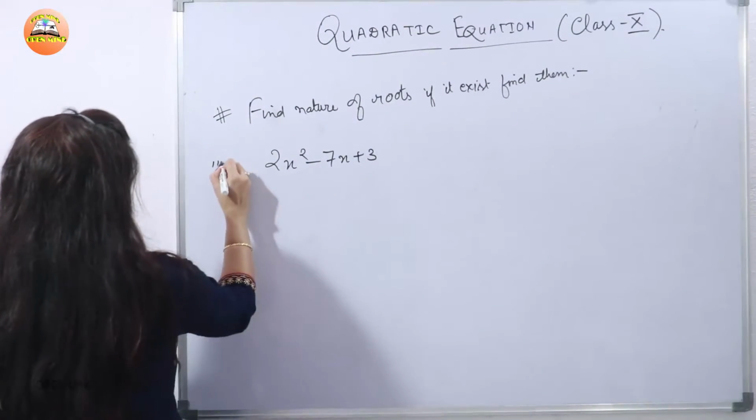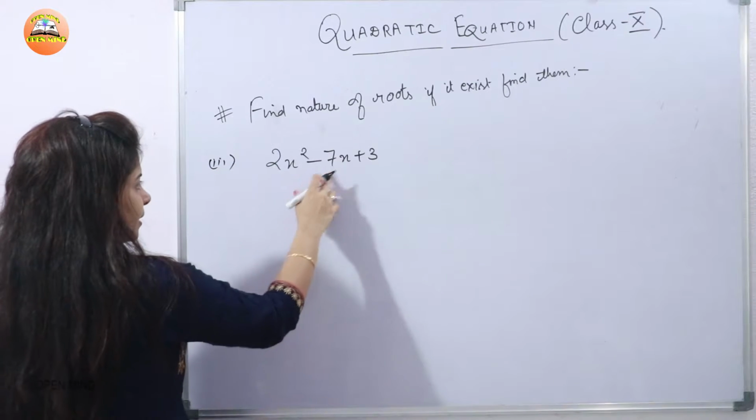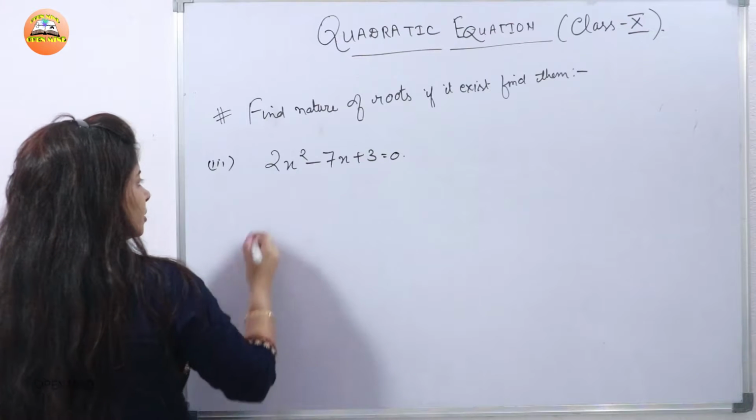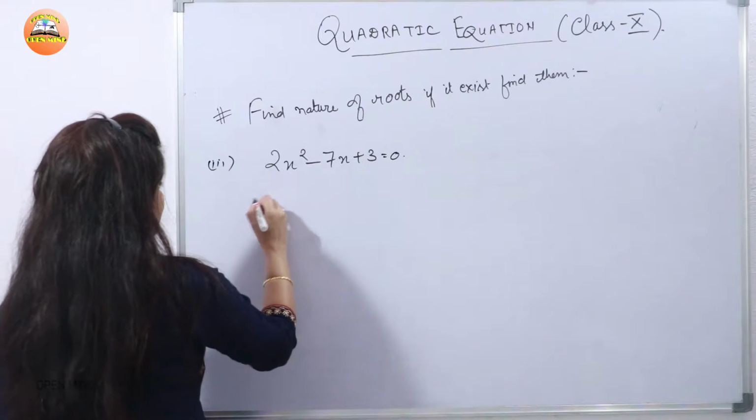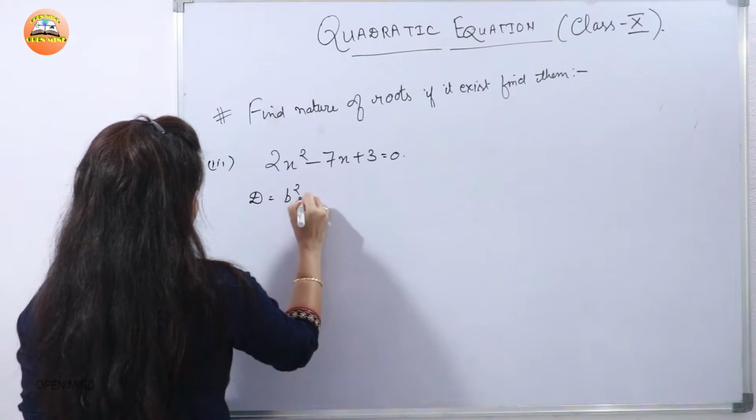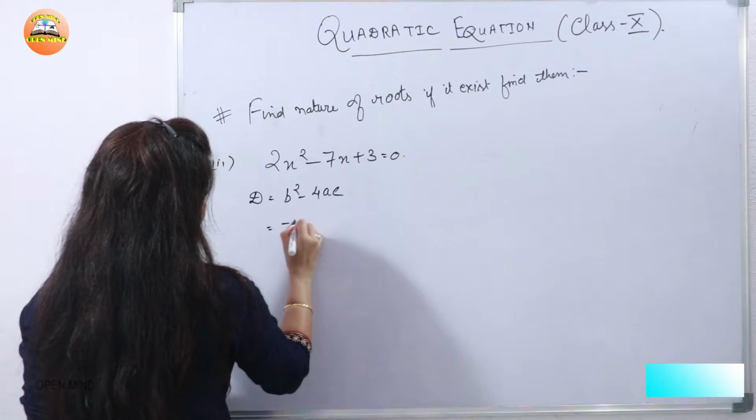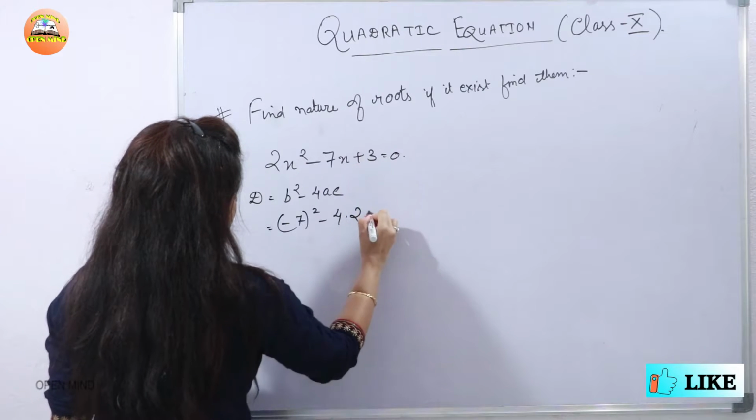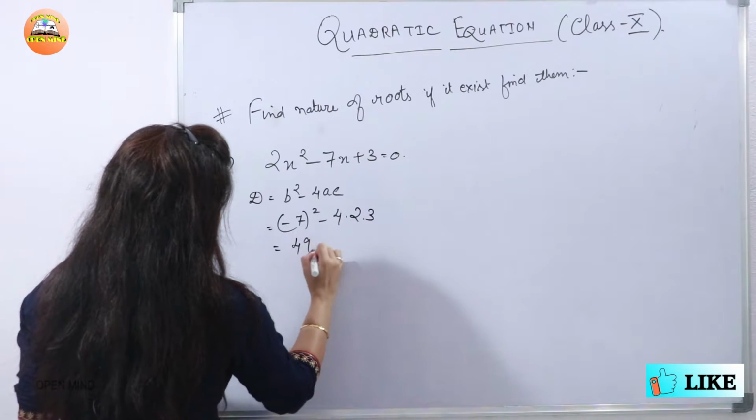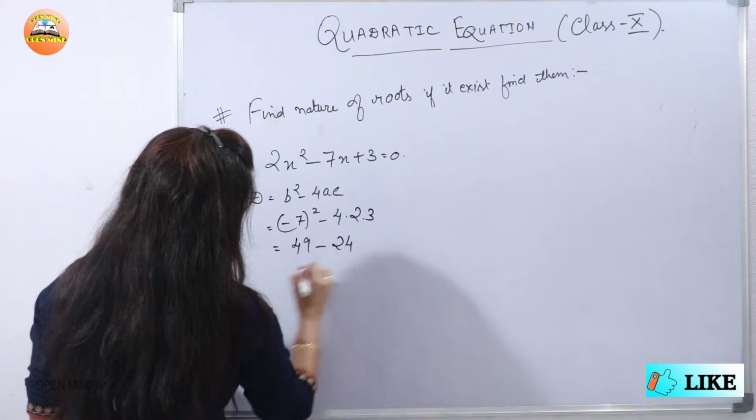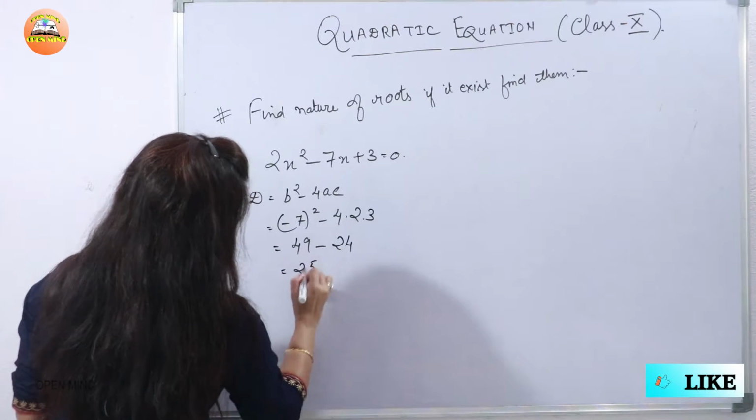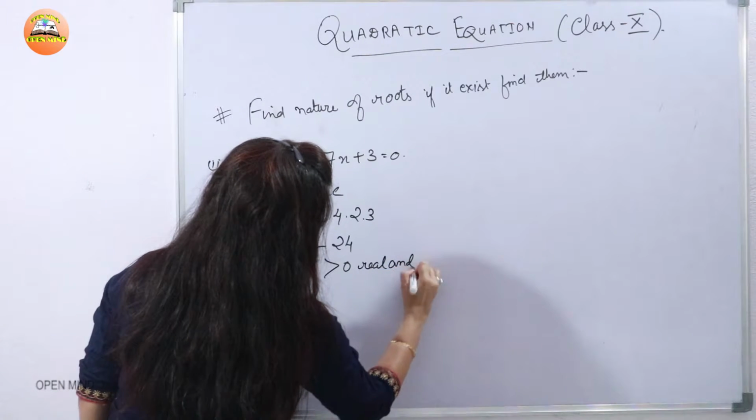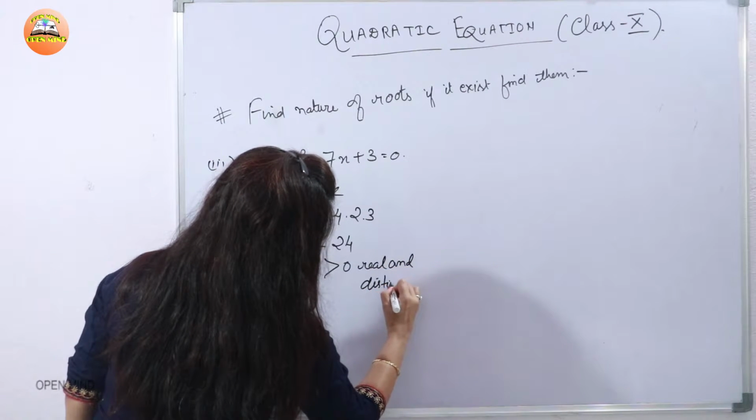So here we will be doing the third question. 2x square minus 7x plus 3 equals 0. So first we will find out b square minus 4ac, which is the discriminant. So b is minus 7 the whole square, a is 2, c is 3. 49 minus 4 2s are 8, 24. 49 minus 24 is 25. So it is greater than 0. So it means real and distinct roots.